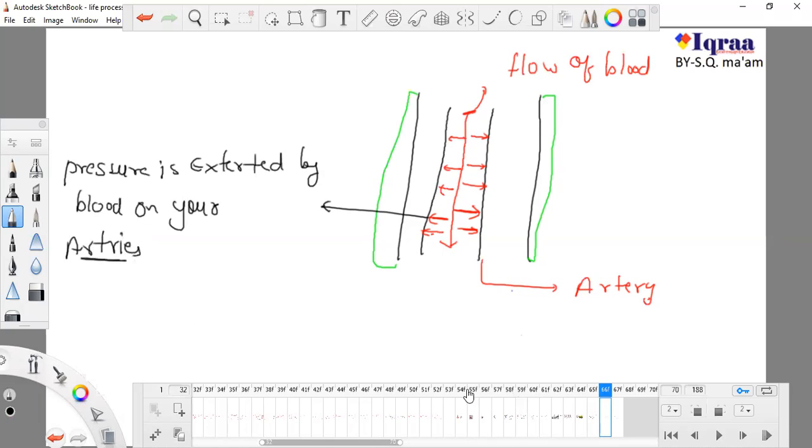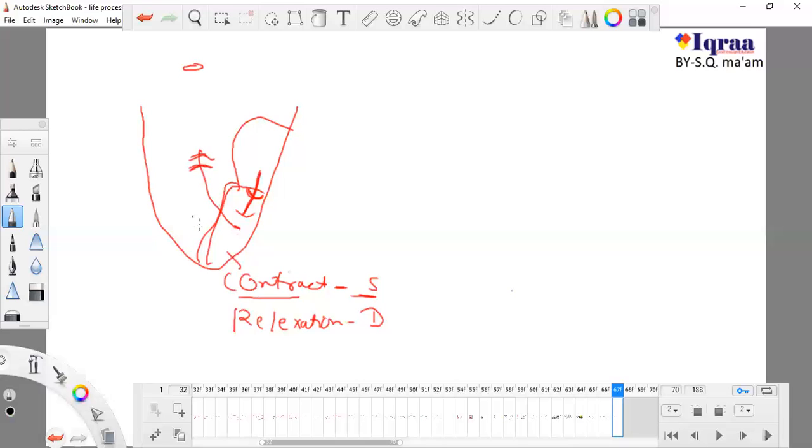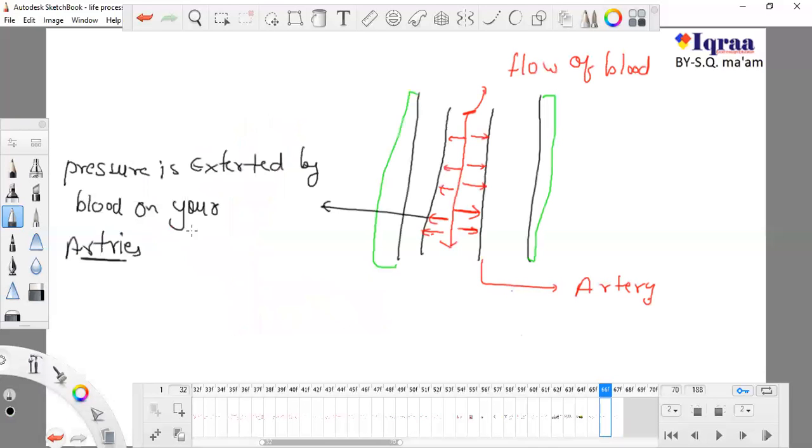As we know, the lower left ventricle will push blood outwards. It will contract and this blood will go into your arms with a very high flow. We have to identify the flow rate, and at this time the flow is coming, and at the same time it is creating a pressure against your arteries. This is known as systolic pressure, and it is very high.